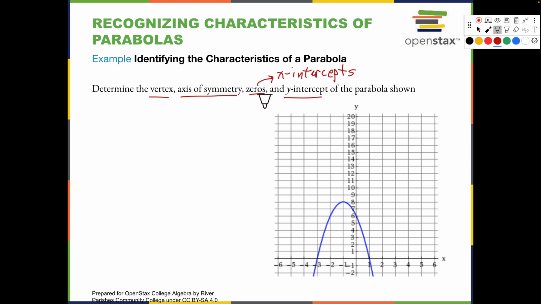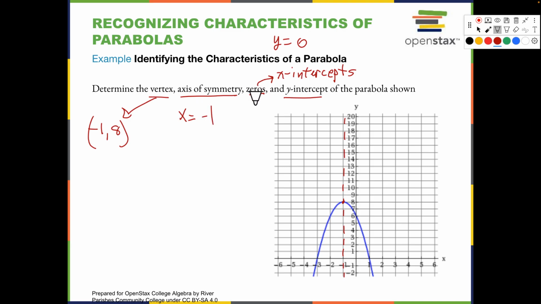So the zero it's referring to is that y is equal to 0. Okay. So the vertex we find visually right here, and that's going to be the point -1, 8. Axis of symmetry, that's what goes through the vertex, so it's a vertical line that cuts the vertex in half vertically, and that's going to have an equation of x equals -1.